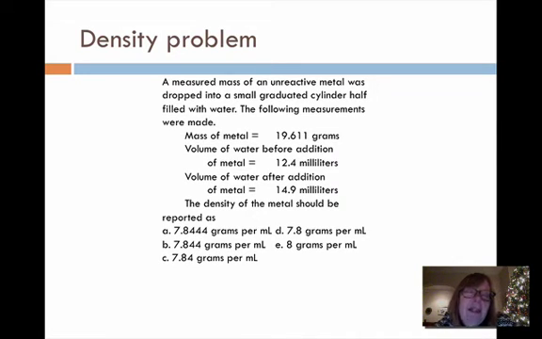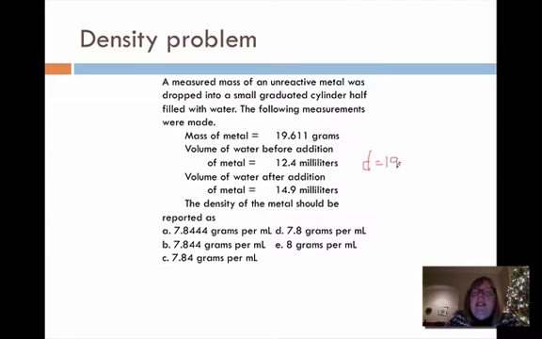And what's going to happen to the volume of your water? It's going to go up. That is because of water displacement by the metal. And now after you plop your metal in, the volume of your water is 14.9 milliliters. The density of the metal is going to be reported in grams per milliliter. And let's go ahead and see what we get here.